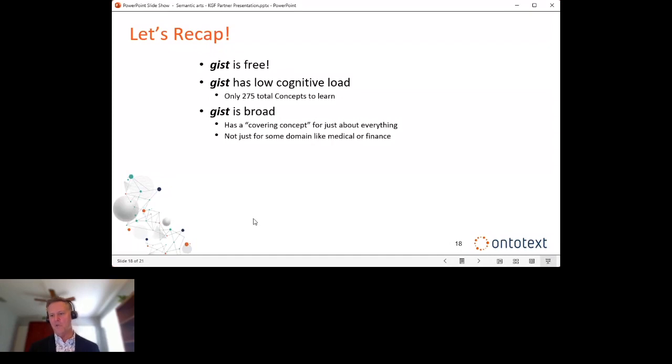So I know that was a whirlwind tour, and we have just a little time for questions. To quickly recap, GIST is free. It's got low cognitive load, only 275 total concepts to learn, and then you can wield it like a pro. It's broad. It should have a covering concept for just about everything. It's not just for one particular domain. And the last thing I'll say, you can influence it and make it even better.